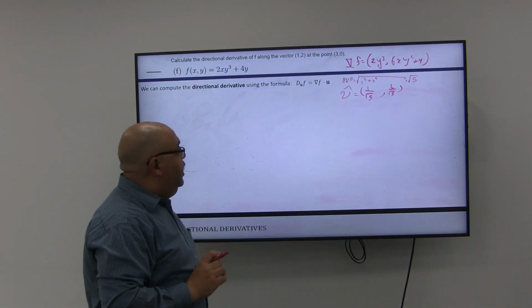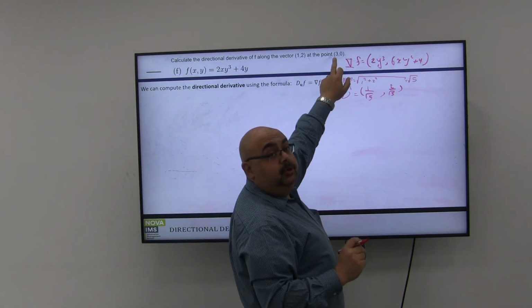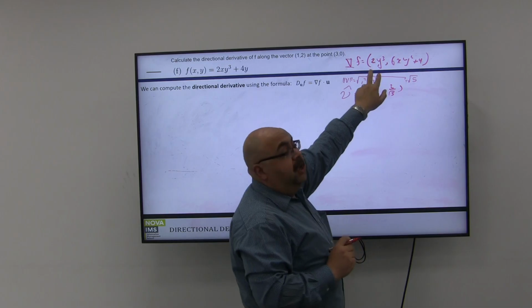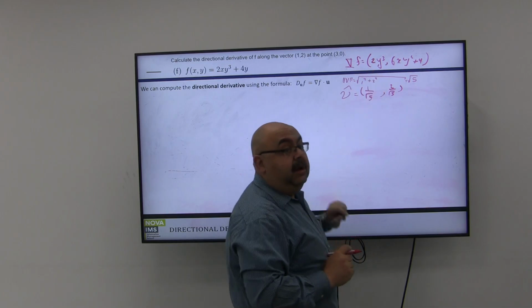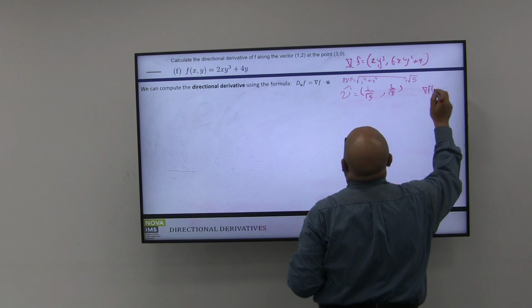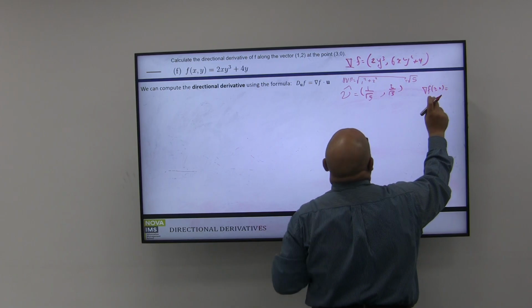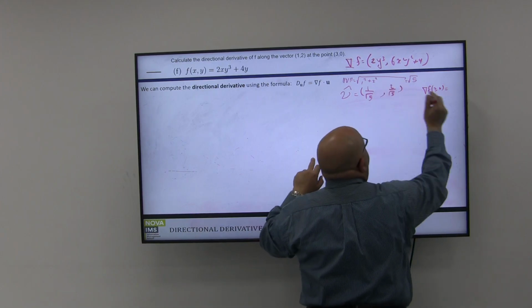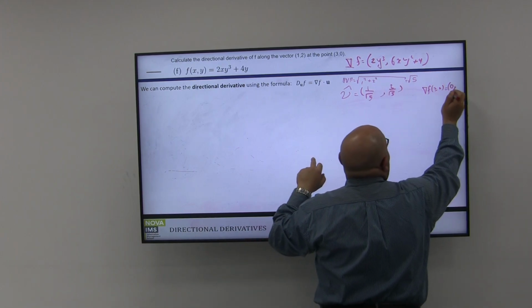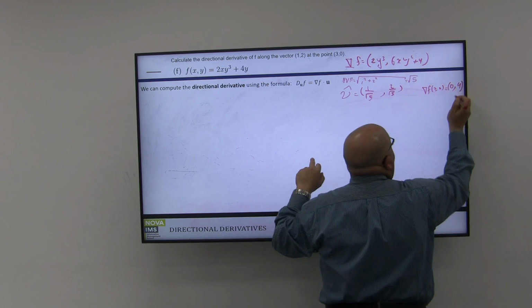Okay, I need to find the gradient vector at the point. So I will start substituting by 3 and 0 in the gradient vector. How is it going to be? Substitute. That's the gradient vector of f at the point 3 and 0. If I'm substituting, I will replace y with 0, so the first component is equal to 0. Then I will replace y with 0, this is going to be 0, so it's going to be 0 and 4.